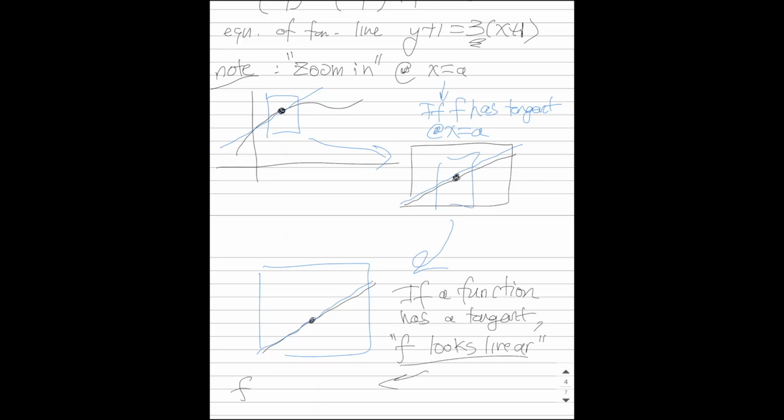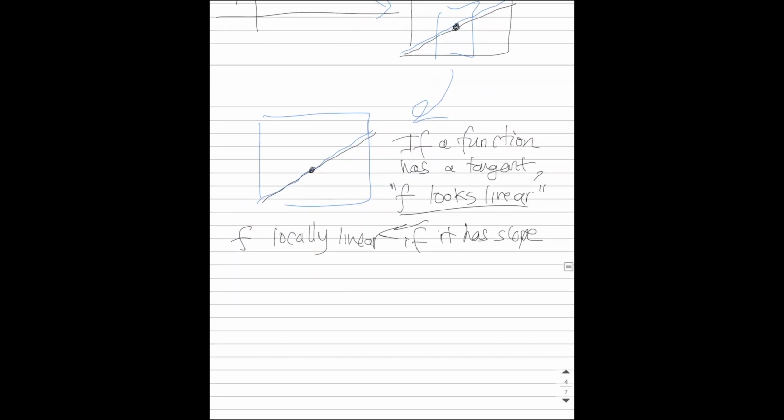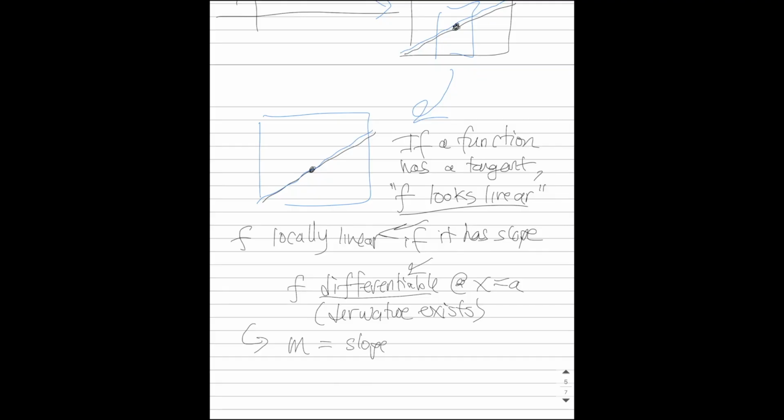So we say that f is locally linear if it has a slope. And so another term that we say is that f is differentiable at x equals a. And that means that its derivative exists. If a function has a tangent line, that means it has a derivative. And if it has a derivative, you can figure out a slope. And we say the function is differentiable at that point. And then sometimes we get lazy and we say that this is the slope of the function, not just its tangent line, but the slope of the function at x equals a.